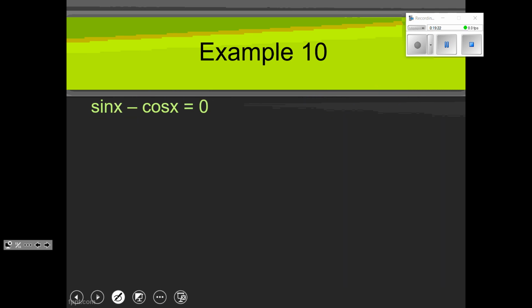Okay, so this is the last one we're going to look at. And I would do the same thing here. Let's just move this cosine over. And let's just look at our unit circle. Tell me, the sine is the y, and the cosine is the x. Where are the x and the y the same thing? The exact same thing. And that would be at pi over 4.